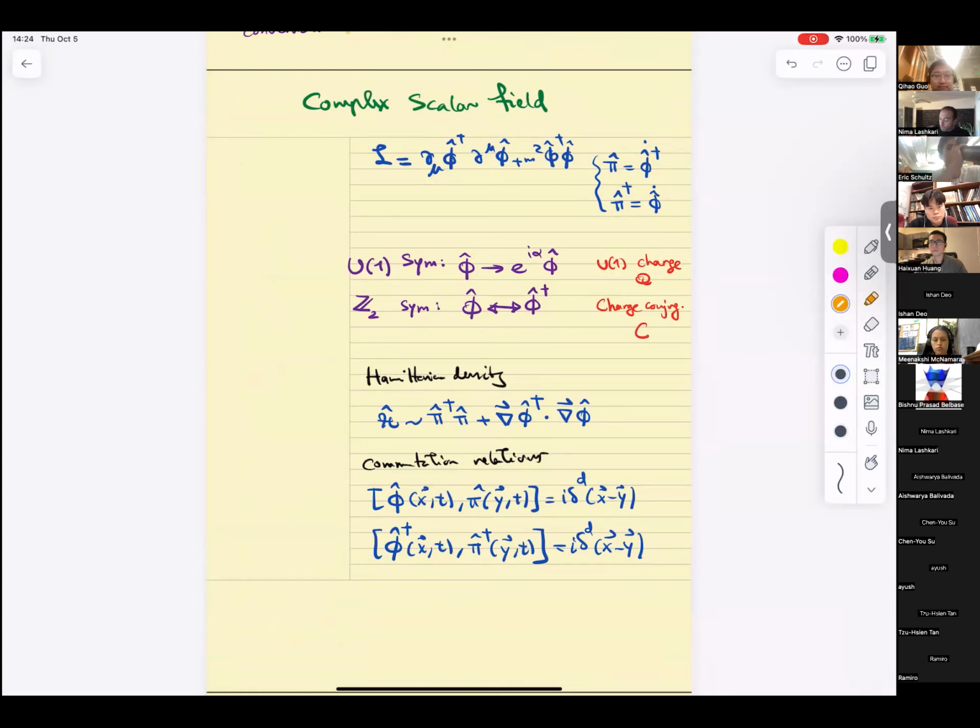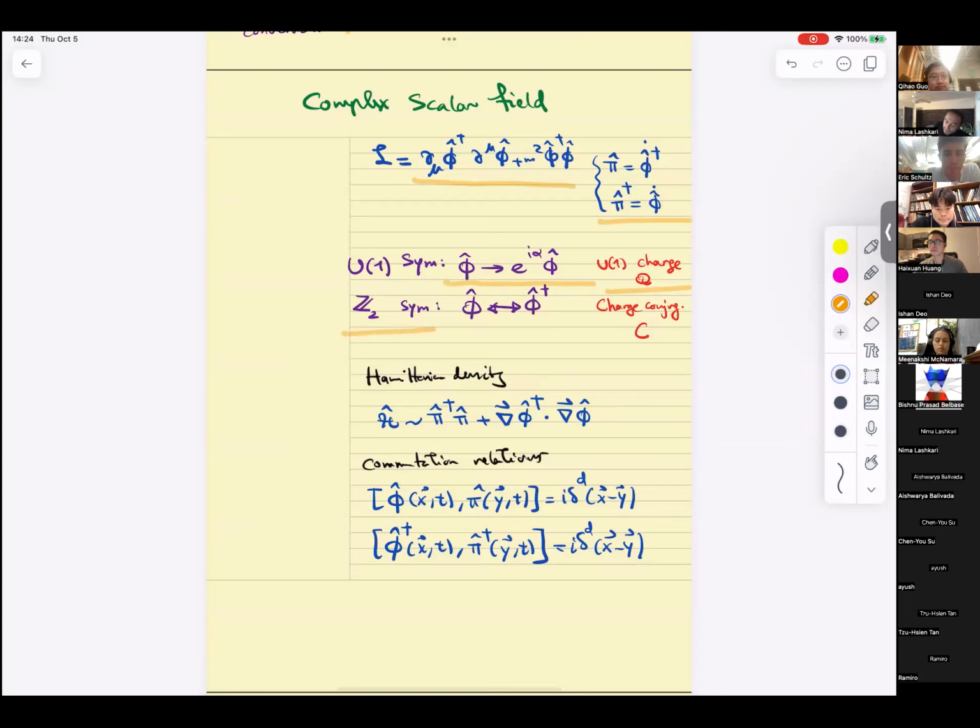The Lagrangian density for a complex scalar field is del mu phi dagger, del mu phi, plus m squared phi dagger phi. You calculate the canonical conjugates, phi dot and phi dot dagger are going to be the canonical conjugates. You have a symmetry, which is U1, right? And there's a U1 charge associated with it. It follows from Noether's first theorem.